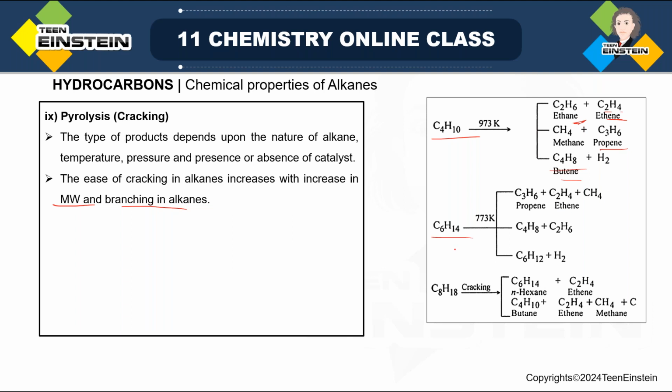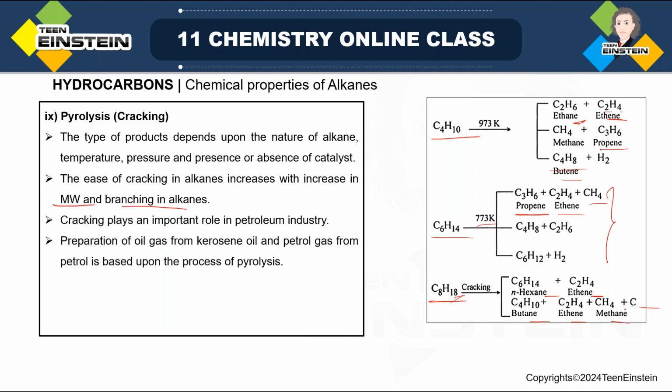Next, C6H14, that means it is hexane, at 773 Kelvin. And here also we are getting alkene, as well as formation of alkane. So there is no such fixed rule about which we will get. There will actually be a mixture of simpler units. Then we have C8H18, total carbon number 8, and this is also an alkane. We are getting hexane, ethene, butane, ethene, methane, and also carbon.